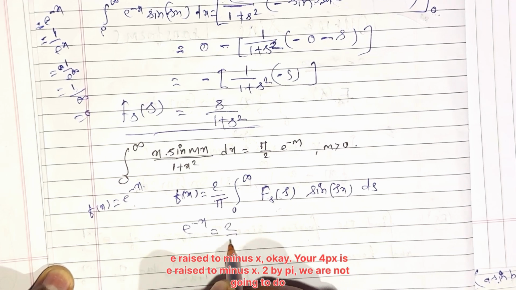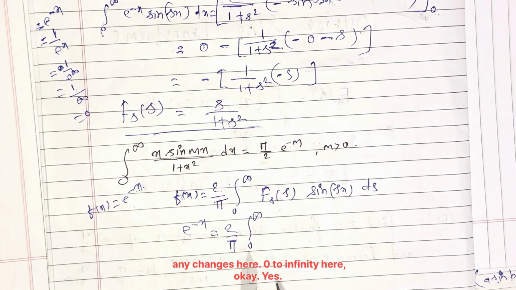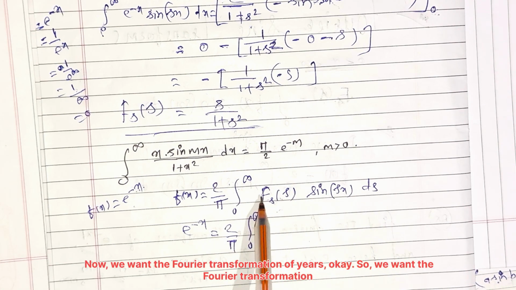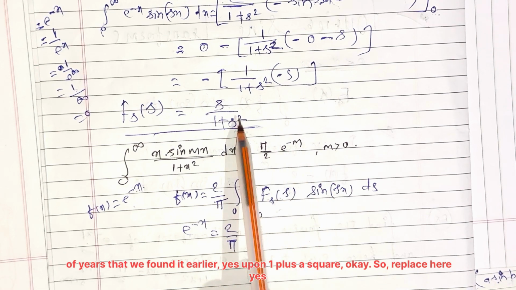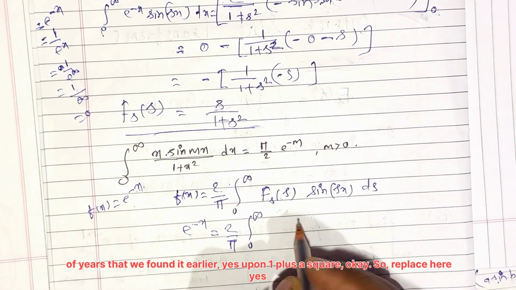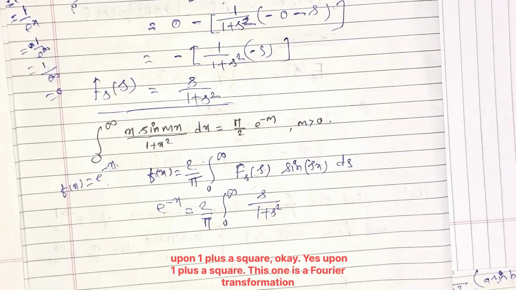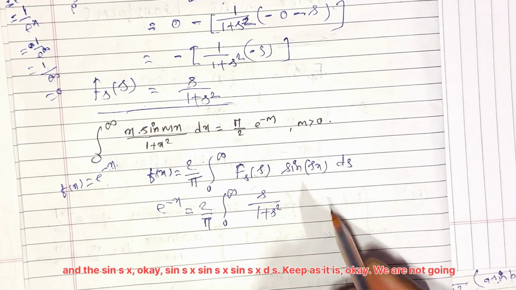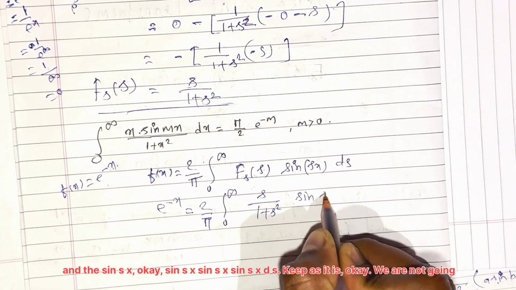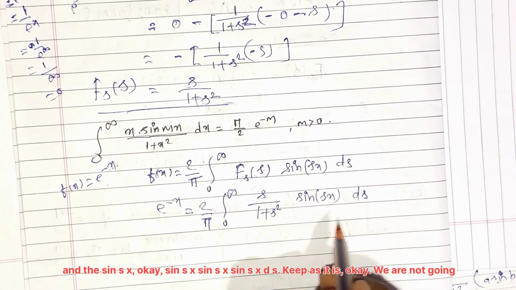2 by pi, we are not going to make any changes here, 0 to infinity here. Yes, now we want the Fourier transformation of e^(-x), that we found earlier, s upon 1 plus s square. So replace here s upon 1 plus s square. This one is the Fourier transformation, and sine sx ds keep as it is.